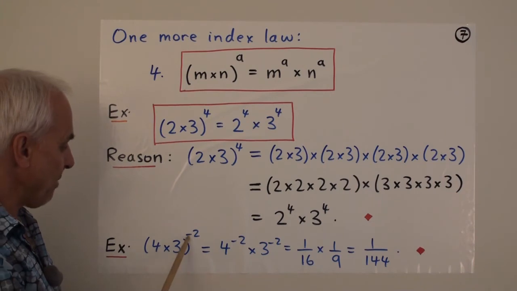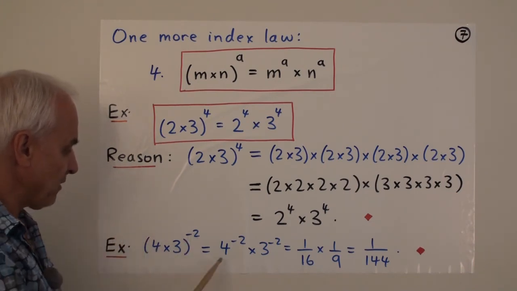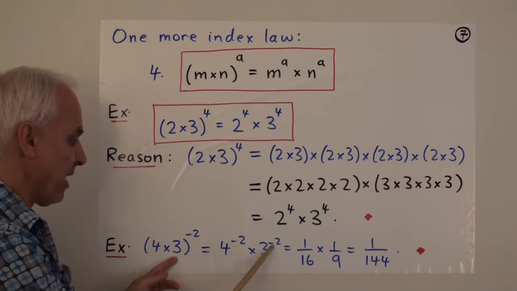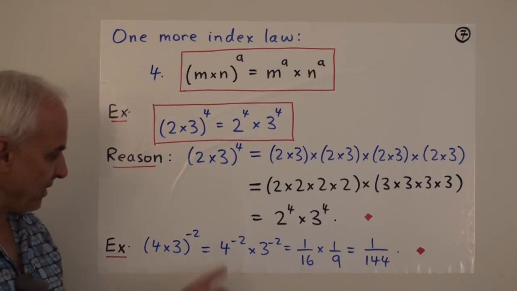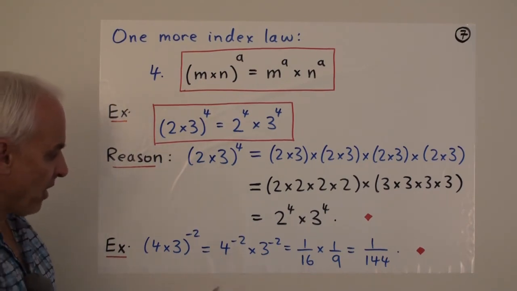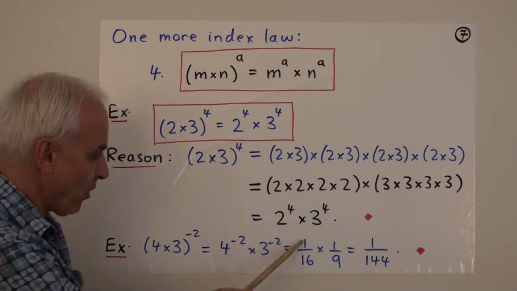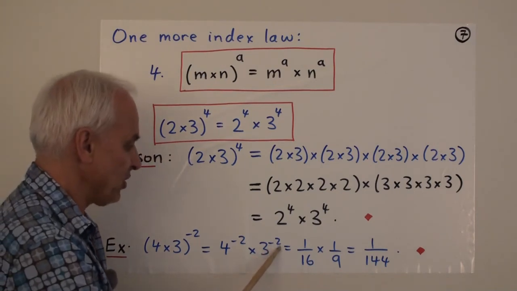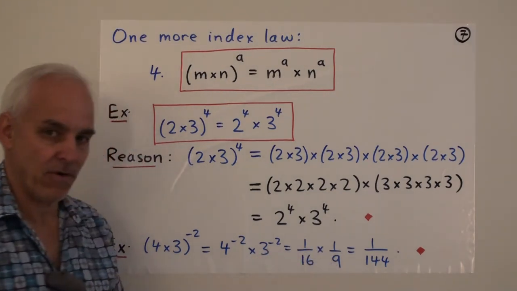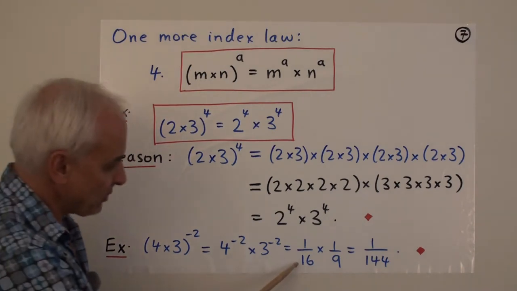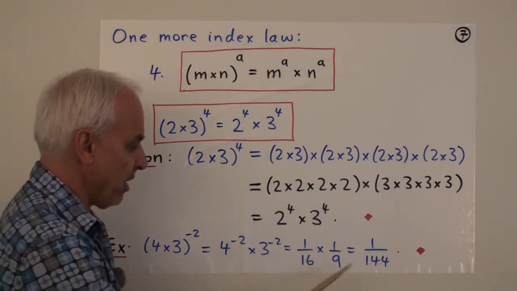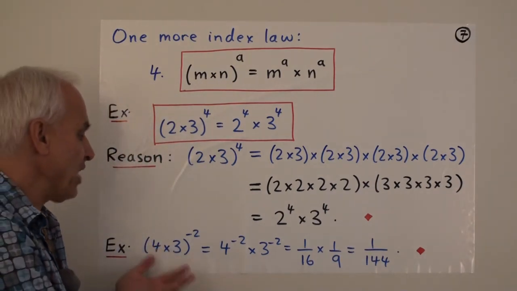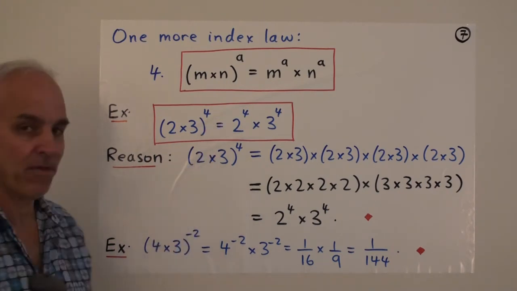This is 4 times 3 to the minus 2. So according to the law, this is 4 to the minus 2 times 3 to the minus 2. These numbers are a little bit smaller and more manageable. 4 to the minus 2 is 1 over 4 squared, or 1 over 16. 3 to the minus 2 is 1 over 3 squared, or 1 over 9. And then once we have 1 over 16 times 1 over 9, we can do the multiplication and get 1 over 144. That's an illustration of this fourth index law.